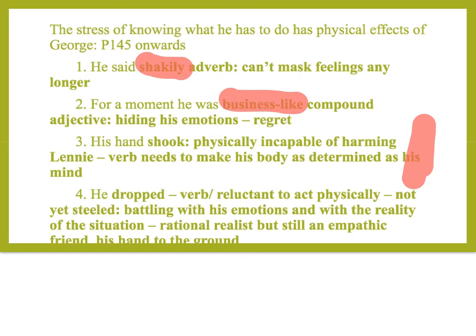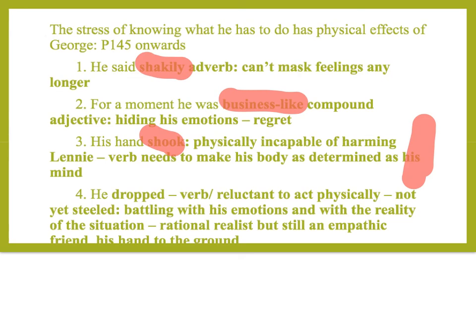His hand shook, okay, physically incapable of harming Lennie. He harmed him in chapter 3. Well, he told Slim of how he harmed him in the past and how he would never do that again. And yet here what he has to do is make himself do that. So his hand shook. He's physically incapable of harming Lennie, and the verb is needed to make his body be as determined as his mind. He drops his hand. He's reluctant to act physically. He's not steeled. He's not ready to do it yet.